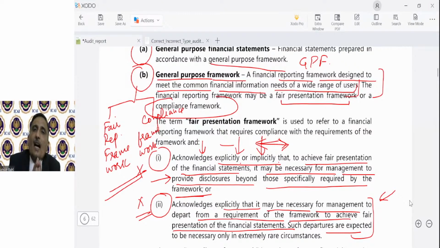which meets the common financial information needs of a wide range of users. It is not restricted to one kind of users. Like it does not convey only information relevant to the shareholders of the company. Shareholders might be interested in profits of the company and the dividend they are getting, but the lenders might be interested in various other factors. Okay. Similarly, creditors might be interested in different factors.